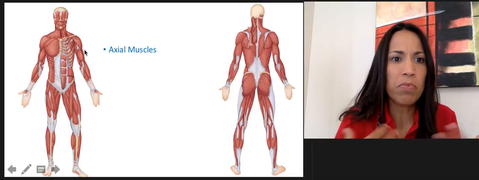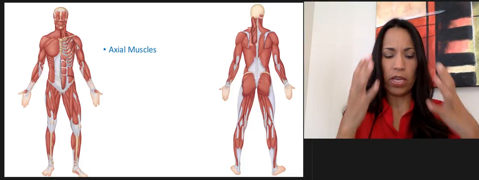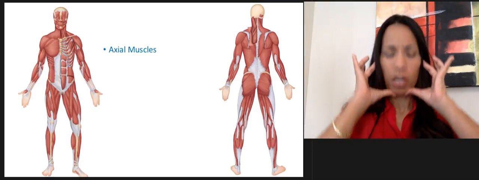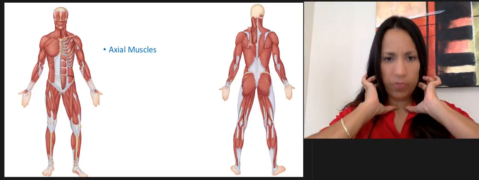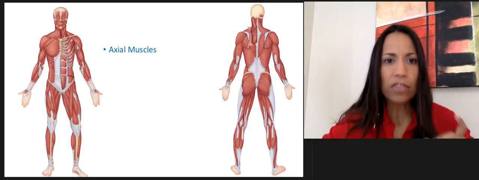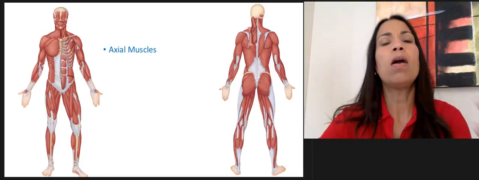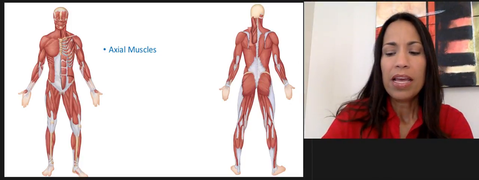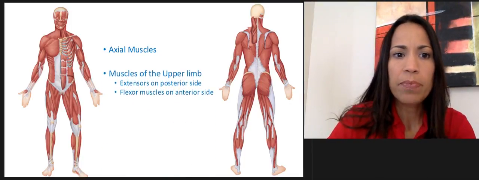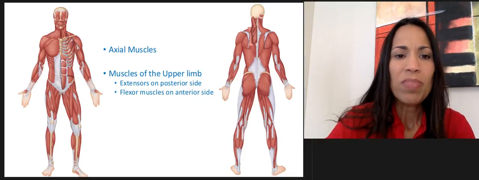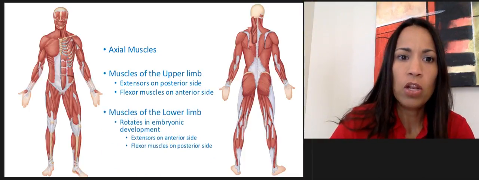So we're going to describe the axial muscles that are attached to the actual skeleton. They mostly are involved in movements of the skull or of the vertebral column at your neck, at your trunk, respiratory movements, abdominal movements, keeping your posture. Then we're going to describe the muscles of the upper limbs and then the muscles of the lower limbs.